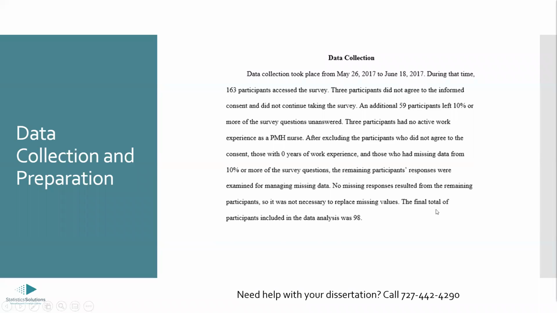Here's another example with a couple more details. So we start by saying when the data collection took place. Again, we say how many total participants accessed the survey. And then we talk about different exclusions that we had to apply. So some participants didn't agree to the informed consent. Some participants had too much missing data. Some participants didn't meet our inclusion criteria. And then here at the very end, again, we state what our final total sample size was after all of those exclusions.